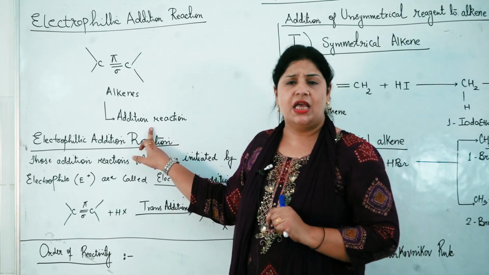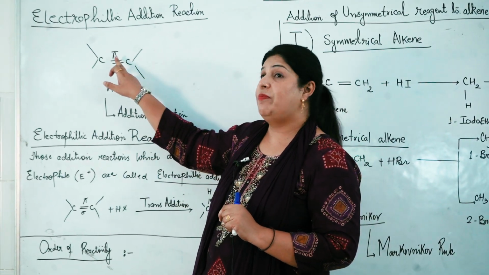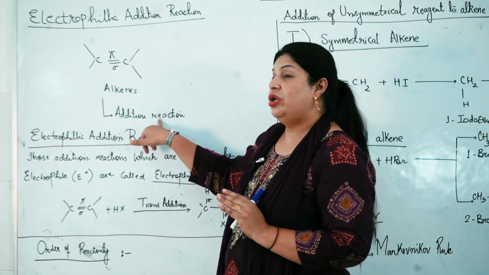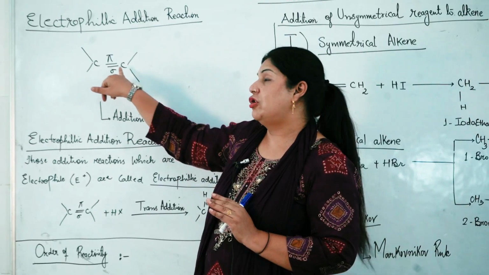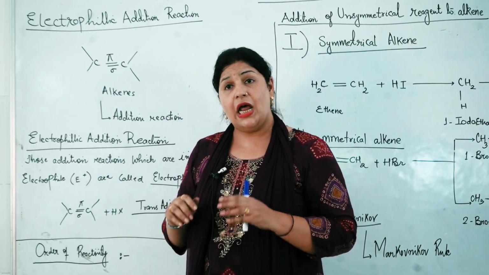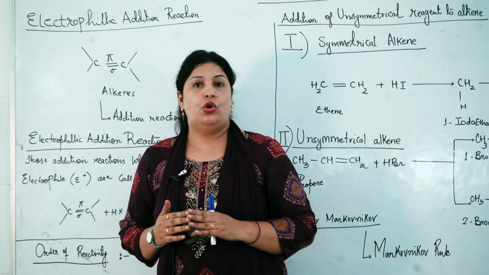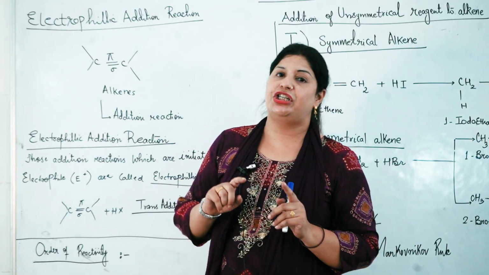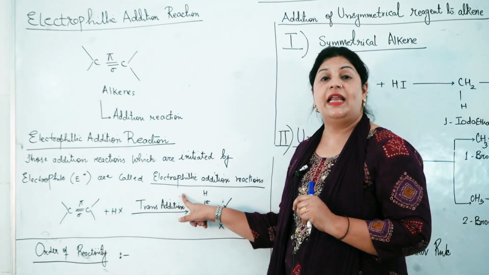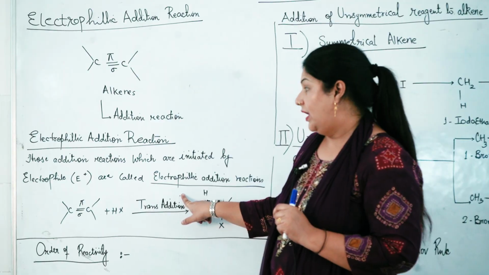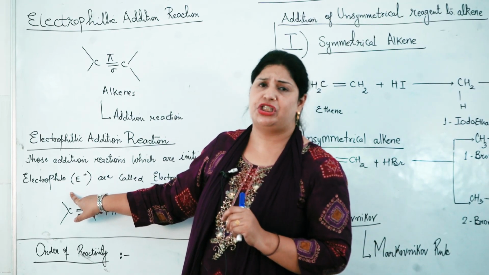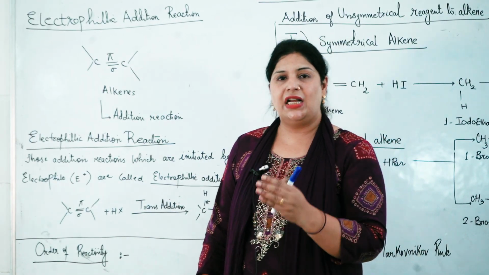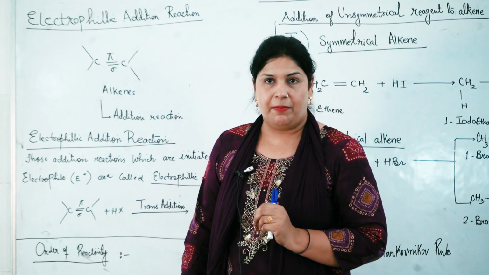Addition reaction means that instead of one pi bond, two new sigma bonds are formed. Two new sigma bonds are formed instead of one pi bond. Now, those addition reactions which are initiated by electrophile are called electrophilic addition reactions. Electrophiles are electron deficient species, that is why they attack on electron rich compound like alkenes, alkynes, aromatic compounds.